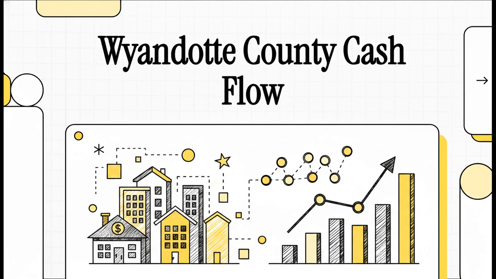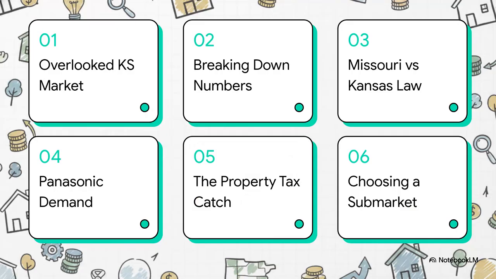Let's just jump right into the data, shall we? Okay, here's what we're covering today. We'll look at the overlooked Kansas market, break down the numbers, and navigate Missouri versus Kansas law. Then we'll check out the Panasonic demand driver, uncover the property tax catch, and finally, discuss choosing your submarket.